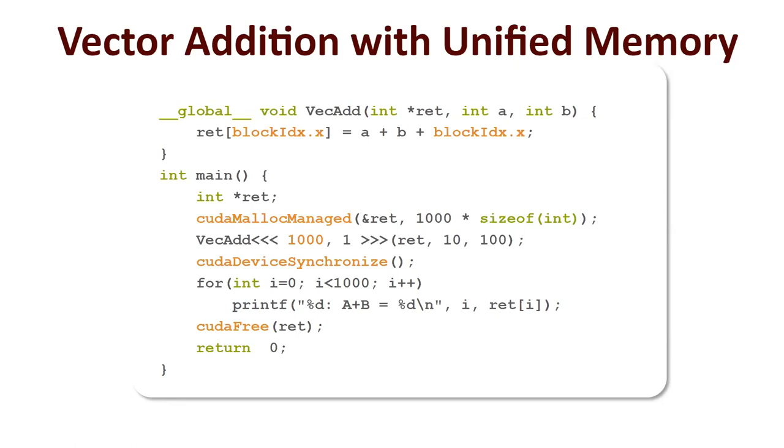Every time you want to use the data on your CPU, you need to do the synchronization to make sure the data is copied back to your CPU for you to use. By default, everything will be done on the GPU automatically. Like with vector addition, by default it knows the memory block will be available on the GPU, and it will do all that. But if you don't do the CUDA device synchronization, your CPU memory won't be updated.